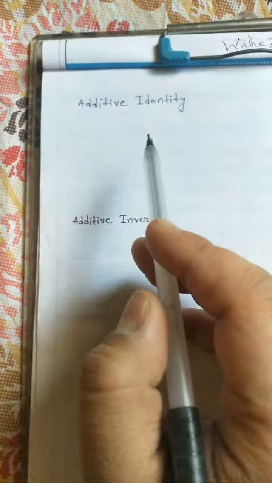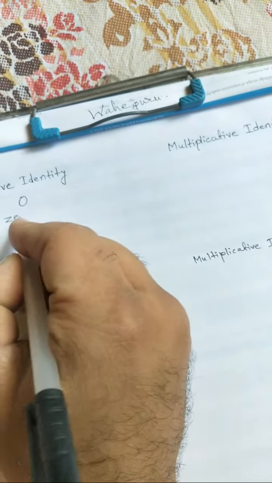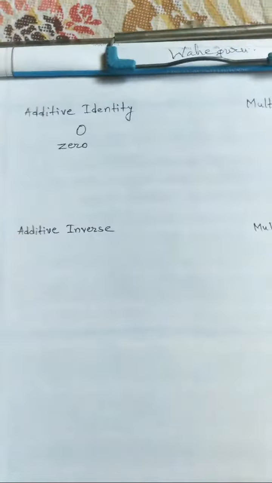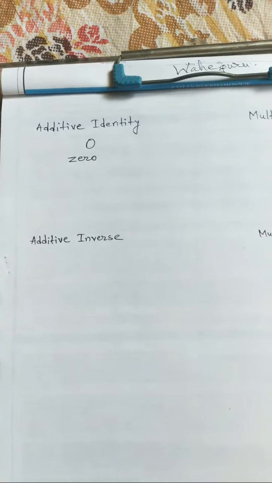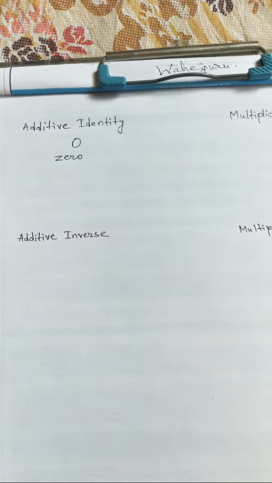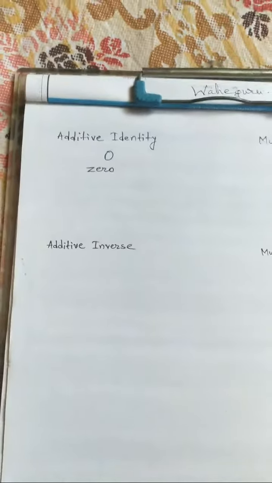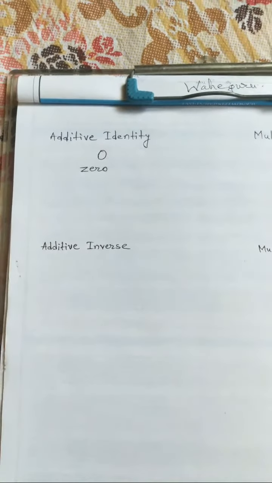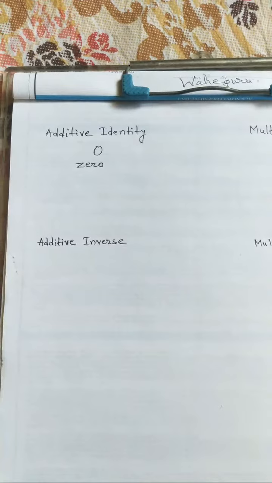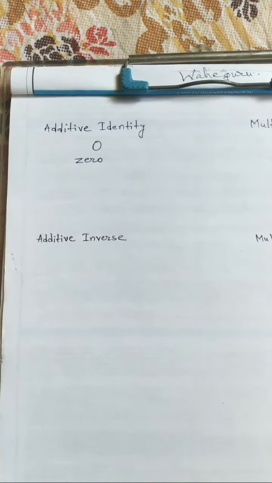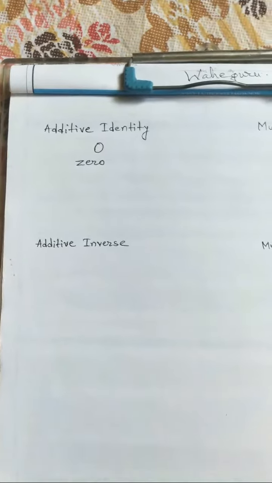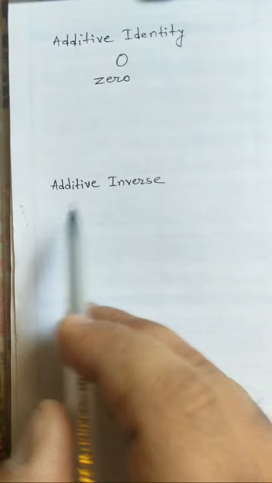Okay, so let's start with our additive identity. Additive identity, in simple terms, is zero. Zero is an additive identity because if it is added to some number, the number remains unchanged. The number itself remains in the end because we add 0 to it. Therefore 0 is an additive identity. Now the main thing we have to understand is the additive inverse.